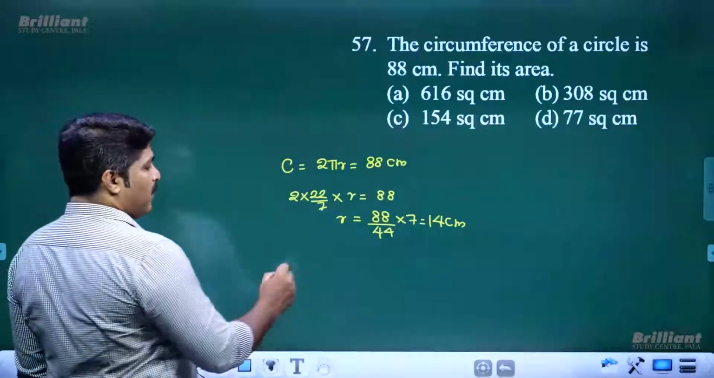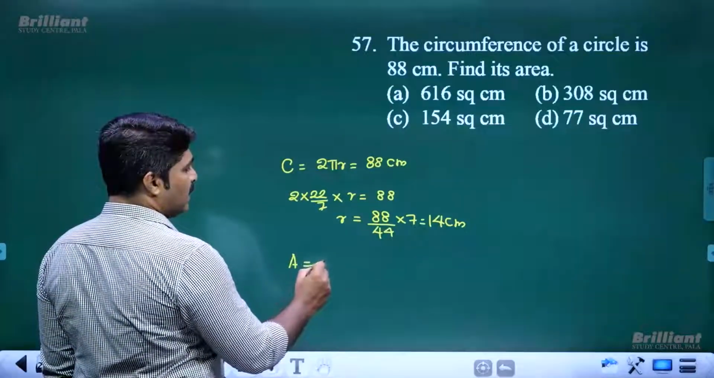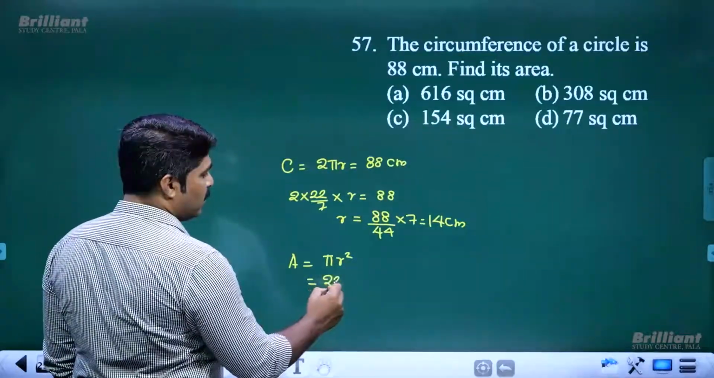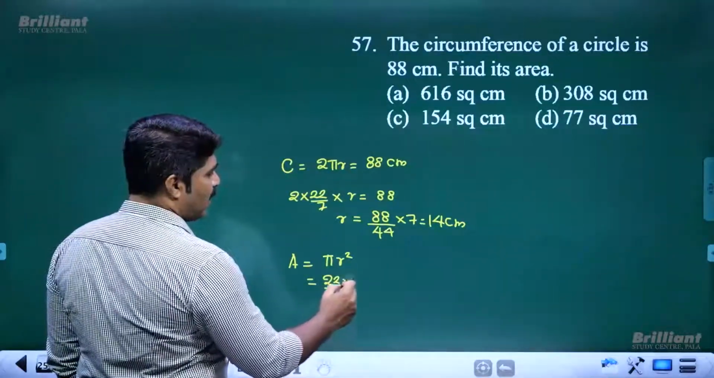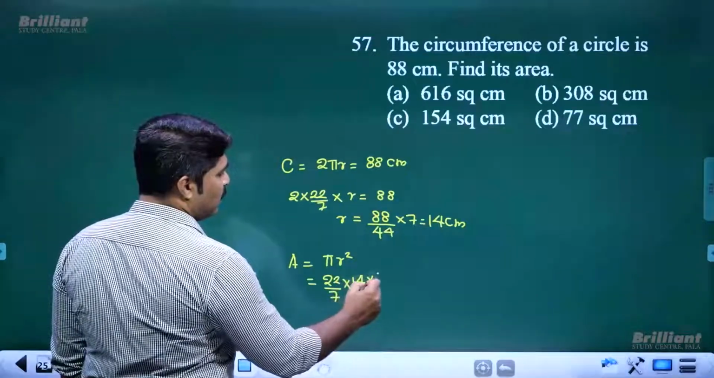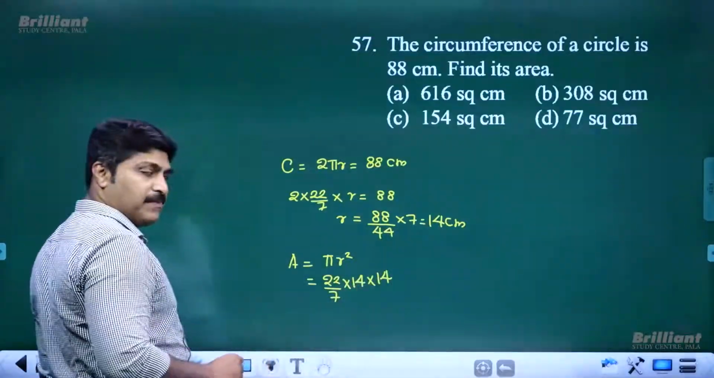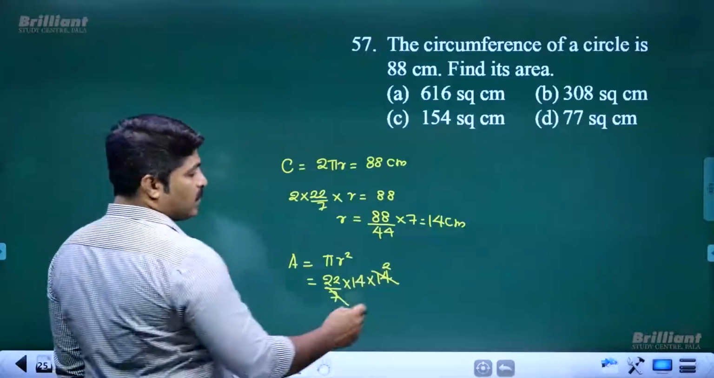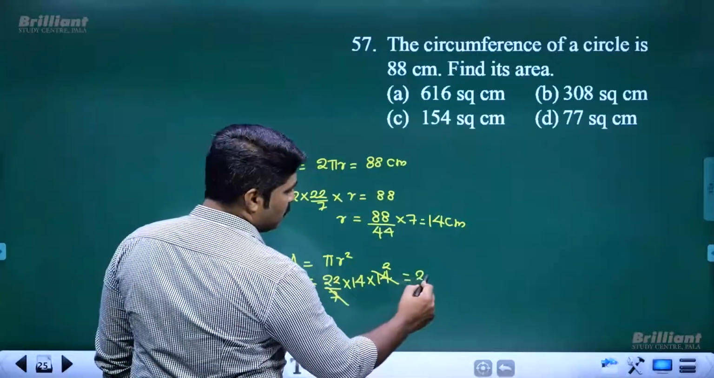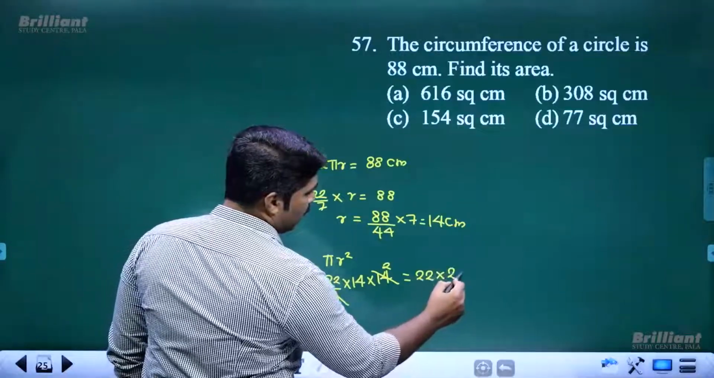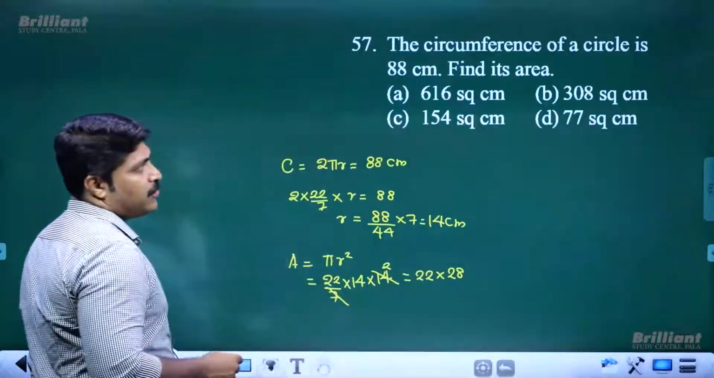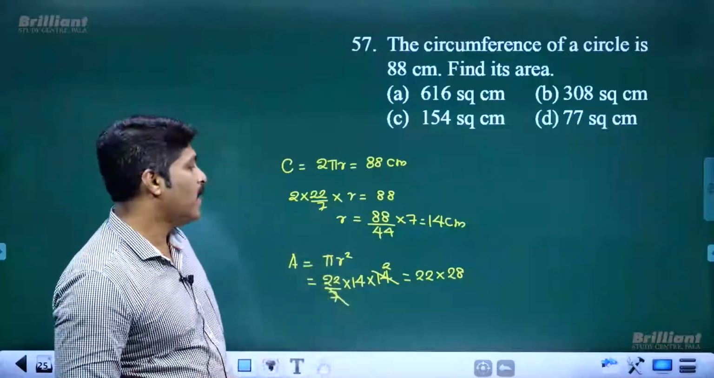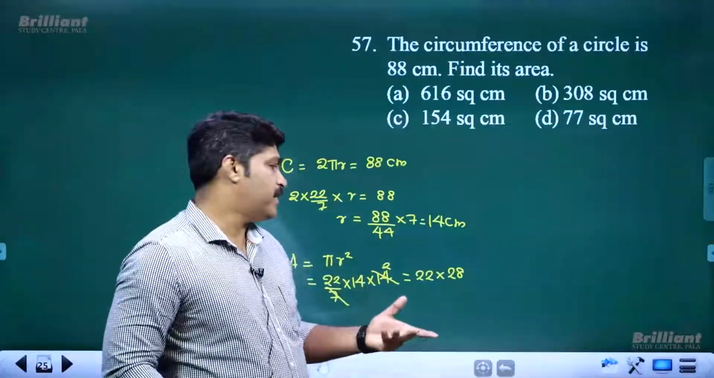So, this is the radius of this circle, and we are going to find out the area. Area is pi r square. Here pi is 22 by 7, r square we can write as 14 into 14. Here one cancellation is possible, 2 times. So, it's simply 22 into 28. Looking at the options, we are sure our answer ends with 6, because 2 into 8 is 16.